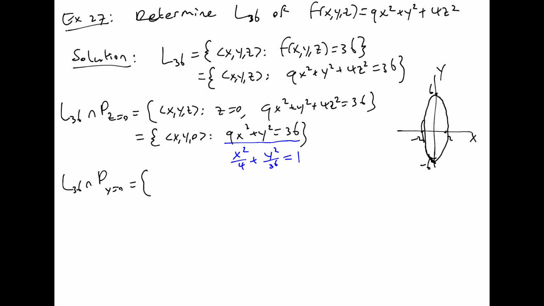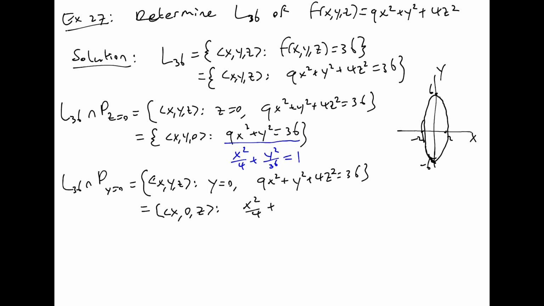Let's do the xz plane. Now y is 0 and the equation is satisfied. Let's plug in y is 0, so we get x, 0, z, and then let's again divide by 36. Then we get x squared over 4 plus z squared over 9 is 1. I did two steps here. Again we see that this is an ellipse in the xz plane with intercepts 2 and 3.